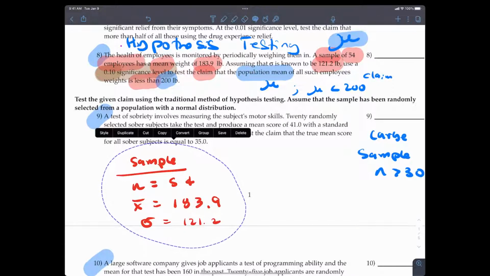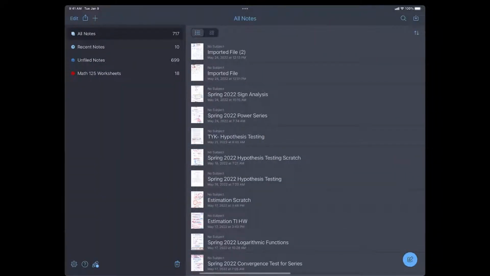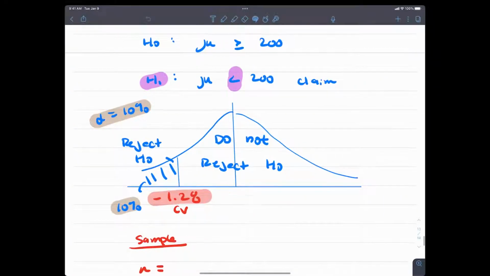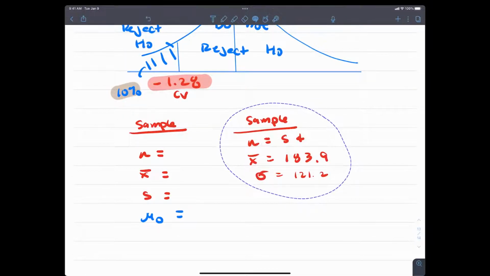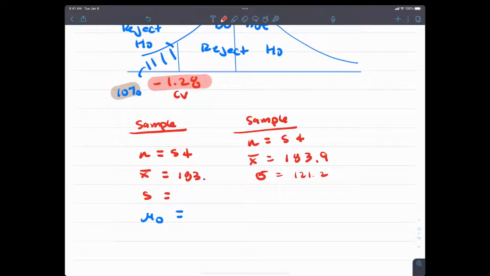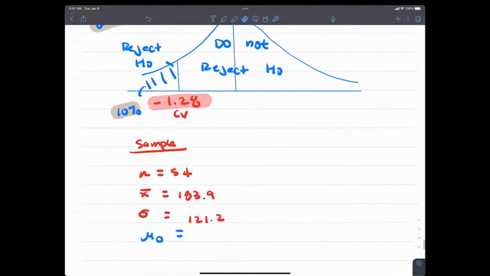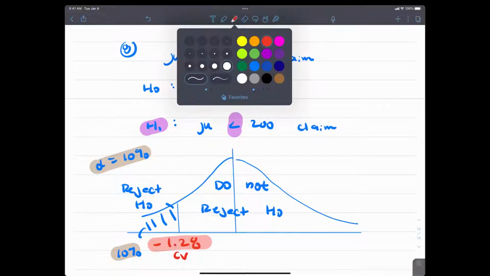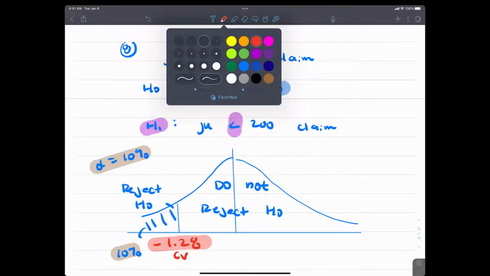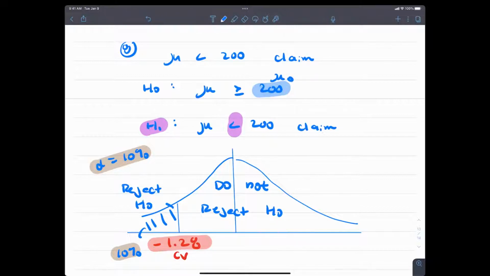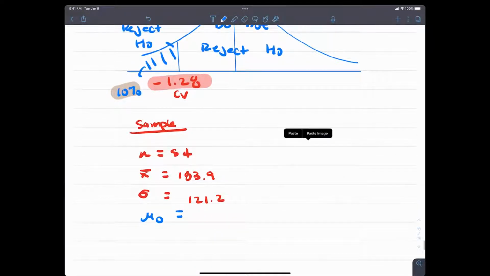And I'm going to copy this. Now we go back to our scratch and enter this here. 54. 183.9. This is 121.2, and this is going to be that sigma now. Don't forget something important here. You say mu naught. Well, that's the mean from the null hypothesis. So that is going to be 200. That's the mean from the null.